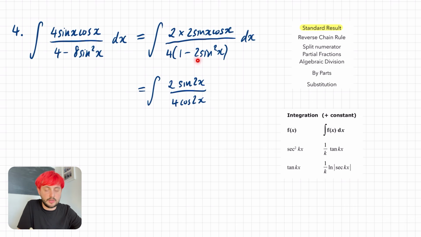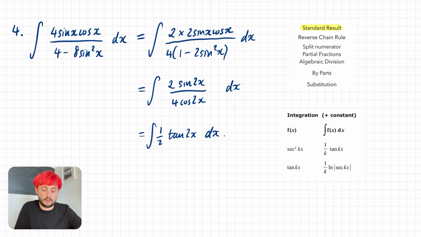That's because 1 minus 2 sine squared x is cos 2x. Now the 2 over 4 that we've got here is just going to simplify to a half, and the sine over cos is going to go to a tan 2x dx. Now you'll notice I've included here, this is from the formula book, because we know how to integrate tan 2x using the formula book, so we can actually just apply this straight away.